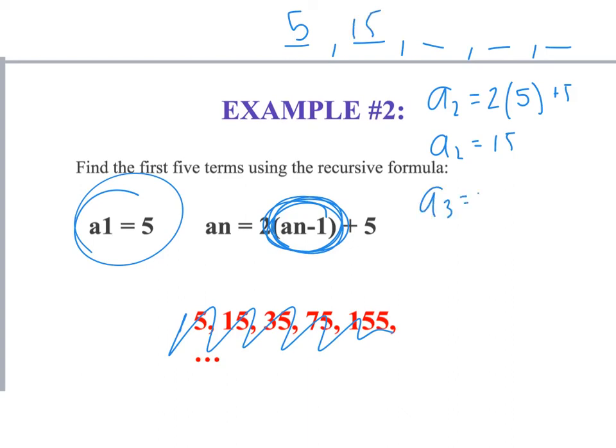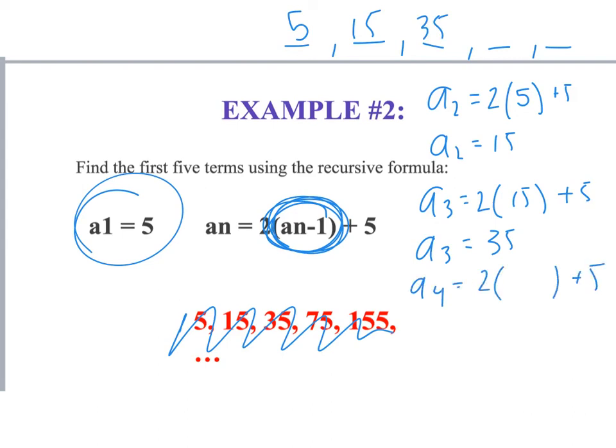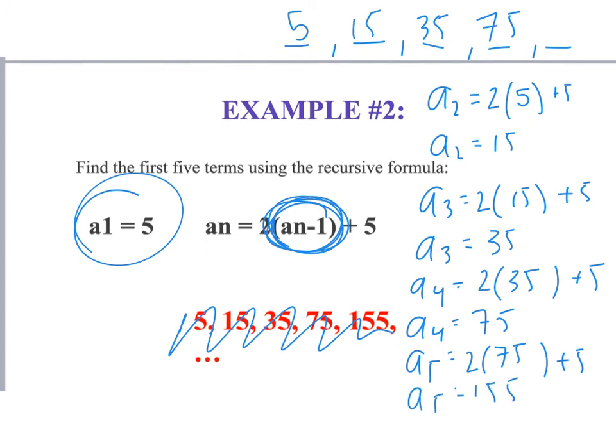To find A3, we're going to go 2 times my previous term, which was a 15. 2 times 15 is 30 plus 5 is 35. To find my fourth term, we're going to go 2 times my previous term. Again, my previous term was that 35. So 2 times 35 is 70, plus 5 is 75. And to find my fifth term, again, I'm going to take 2 times my previous term, which in this case was 75. 2 times 75 is 150, plus 5 is 155.